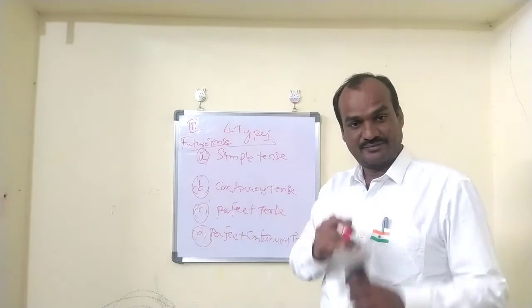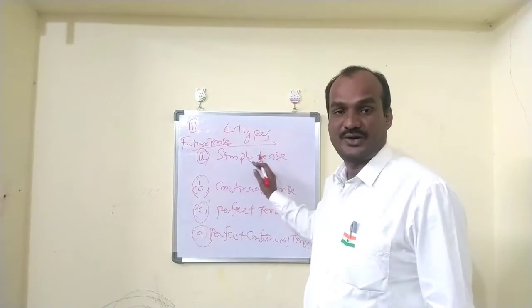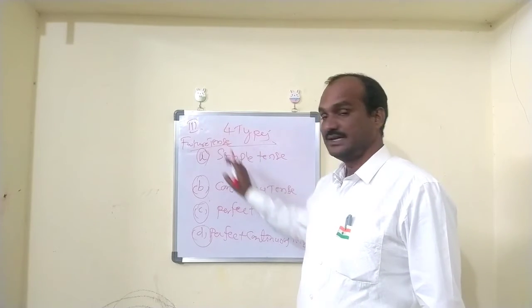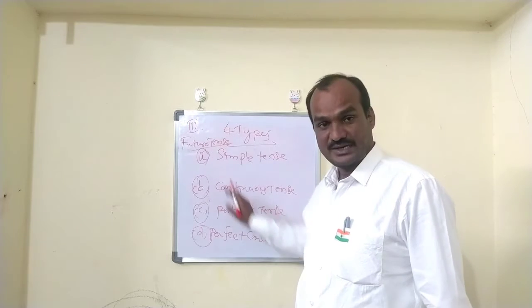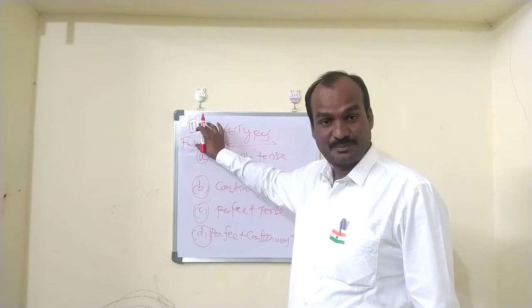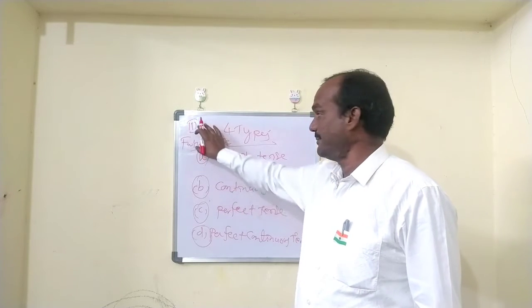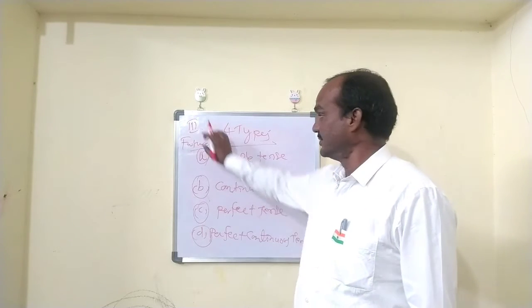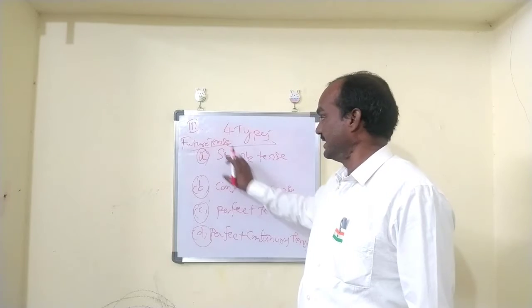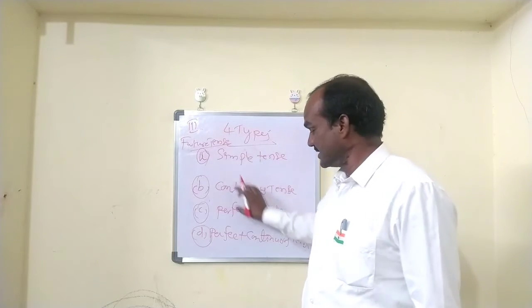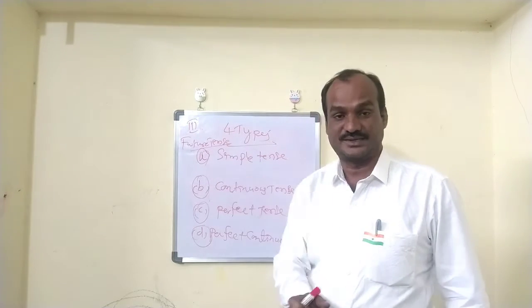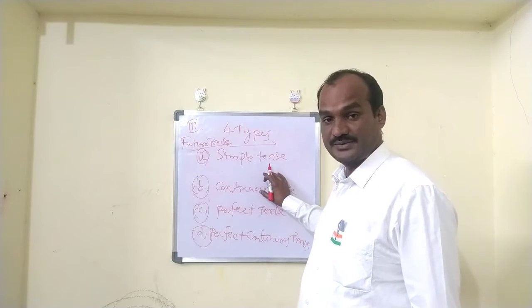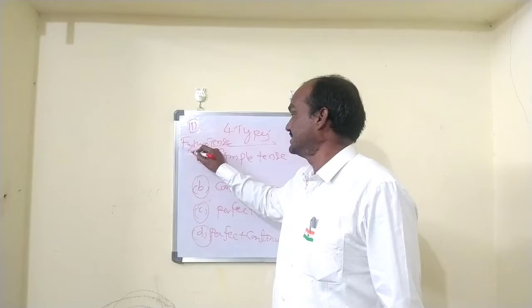So in every tense you will find these four types. If you take present tense, present simple, present continuous, present perfect continuous. And if you take past tense, past simple, past continuous, past perfect continuous. If you take future tense, future simple, future continuous, future perfect continuous tense, right? So we need to keep in mind these four types, right? So this is the classification.